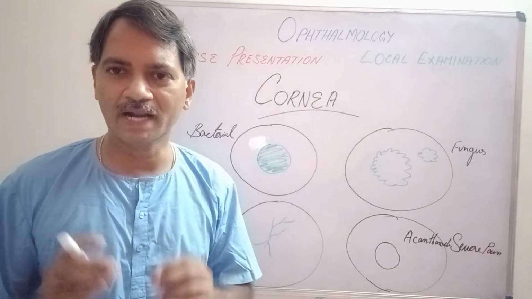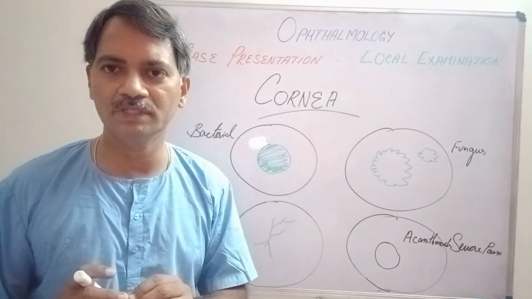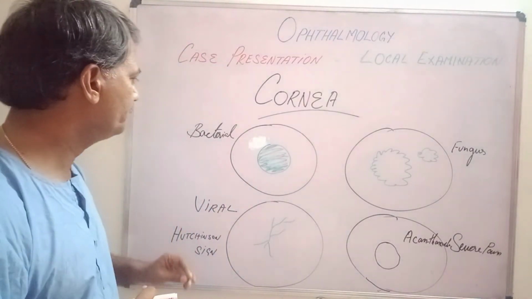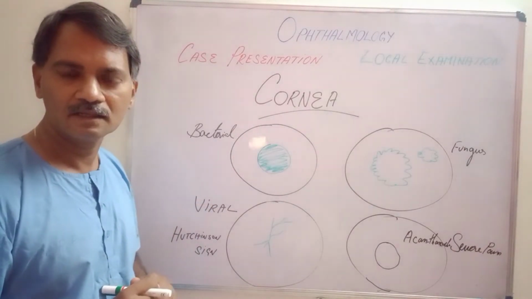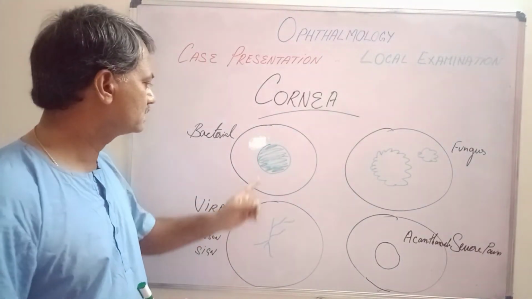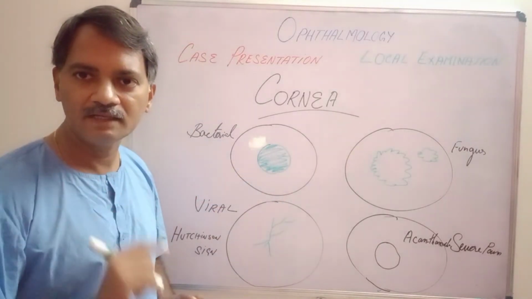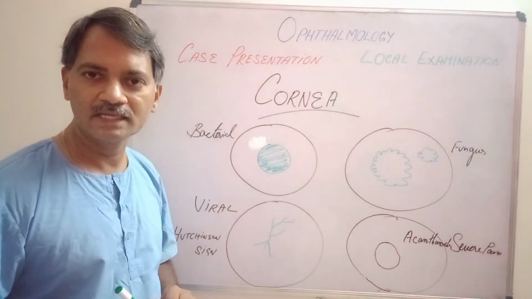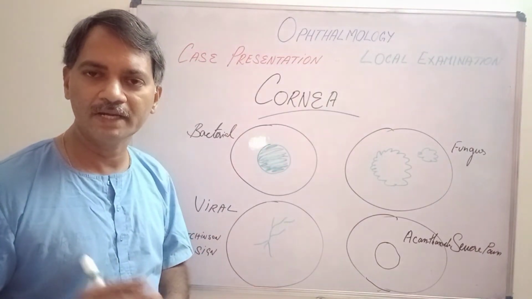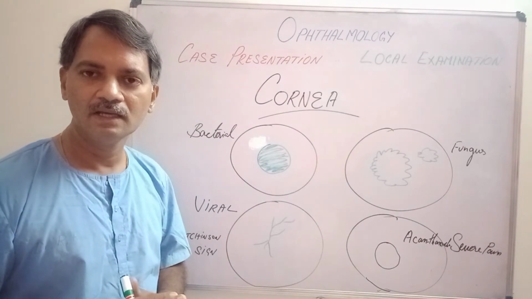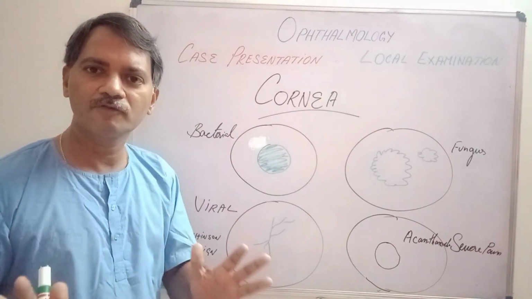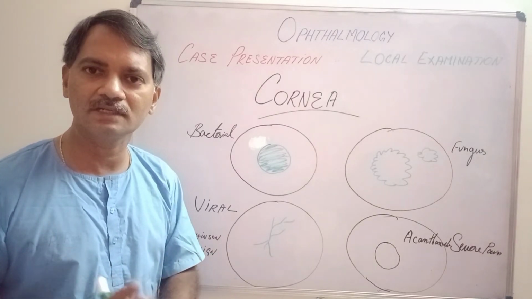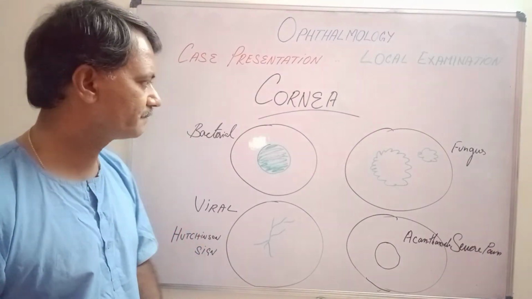Let me just brush up your knowledge about the different types of infective corneal ulcer. The first type is a bacterial corneal ulcer. In bacterial corneal ulcers, the margins of the ulcer will be well defined. The color of the floor of the ulcer will vary depending upon the type of organism. The patient in all types of corneal ulcers will have pain, watering, photophobia, discharge, defective vision. All those things will be present.